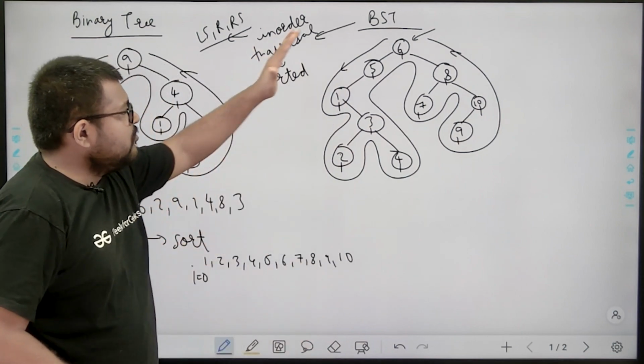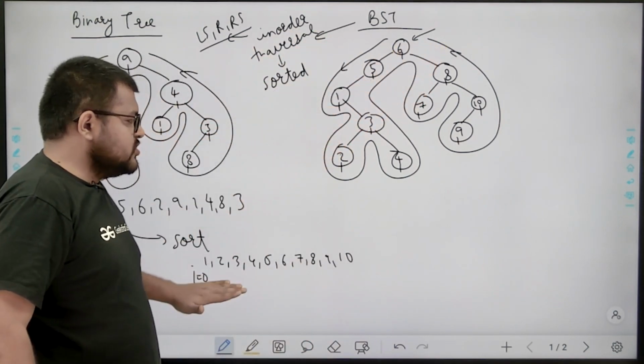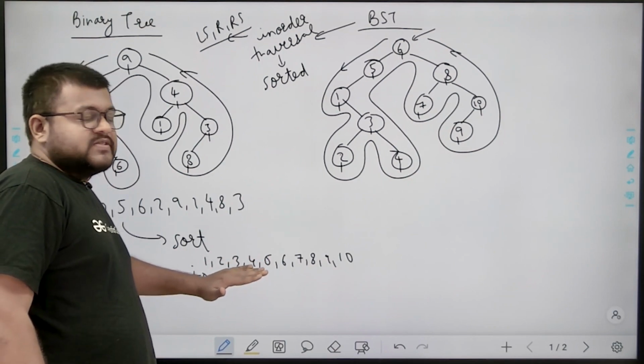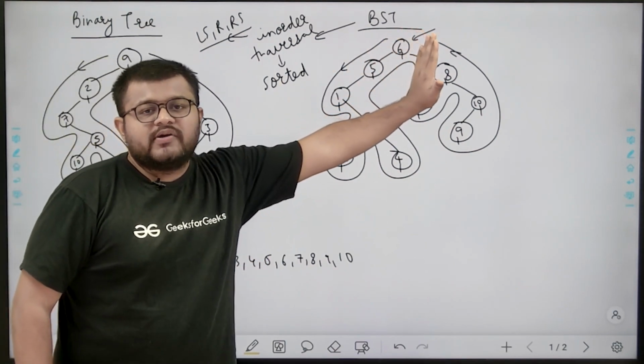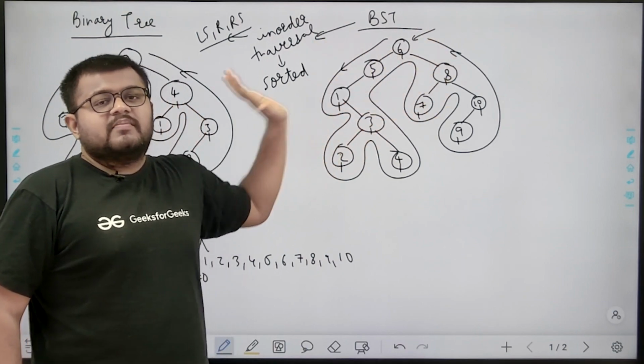Why? Because in-order traversal of a binary search tree gives me sorted order. Then I can also place these sorted order values in the in-order traversal. I can do the reverse. So I'll get my binary search tree.